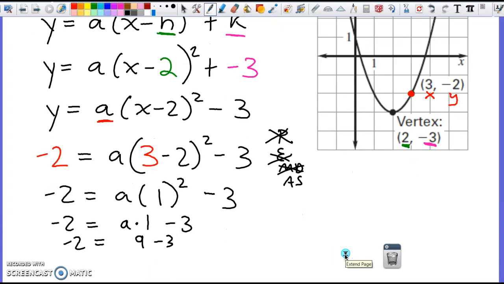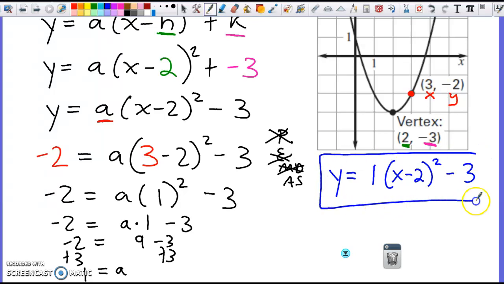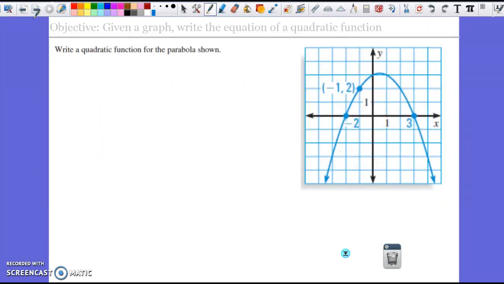Let's scroll down a little bit more. Then I have to add 3 to both sides. a equals 1. So now for my final answer, I plug the a back in. y equals 1 times x minus 2 squared, not plus, minus 3. There you have it. It's just as easy as that. You plug in the vertex for h and k, you plug in another point for x and y, and then you solve. Here's another example.